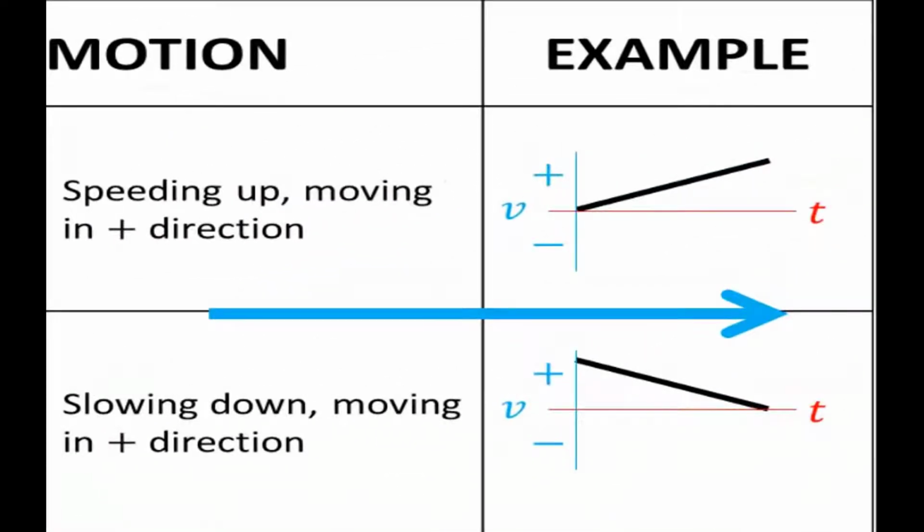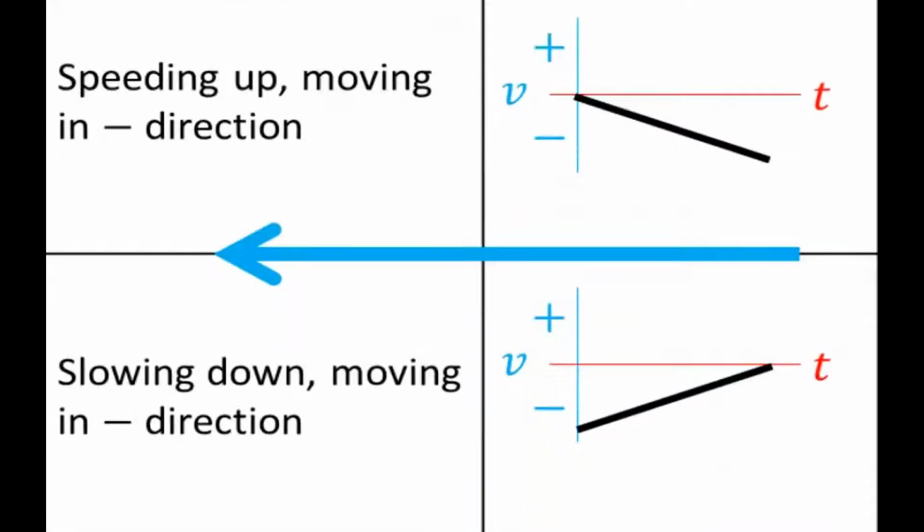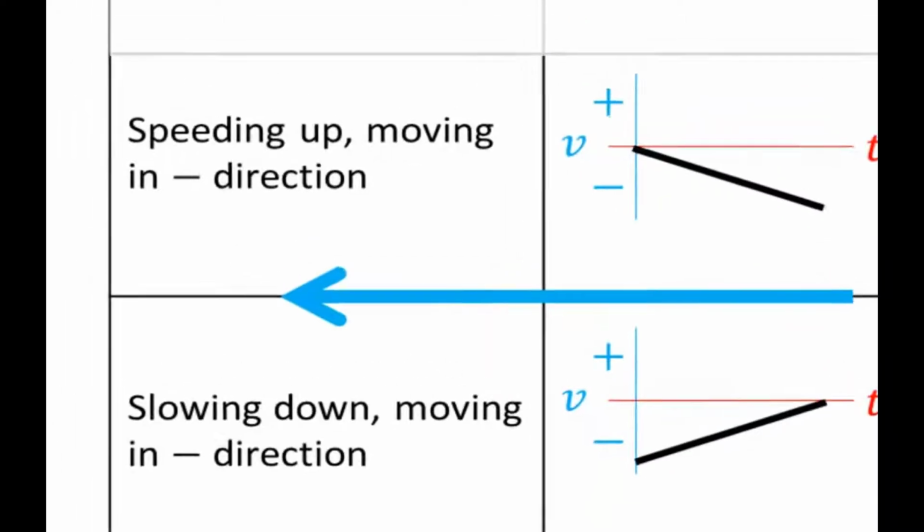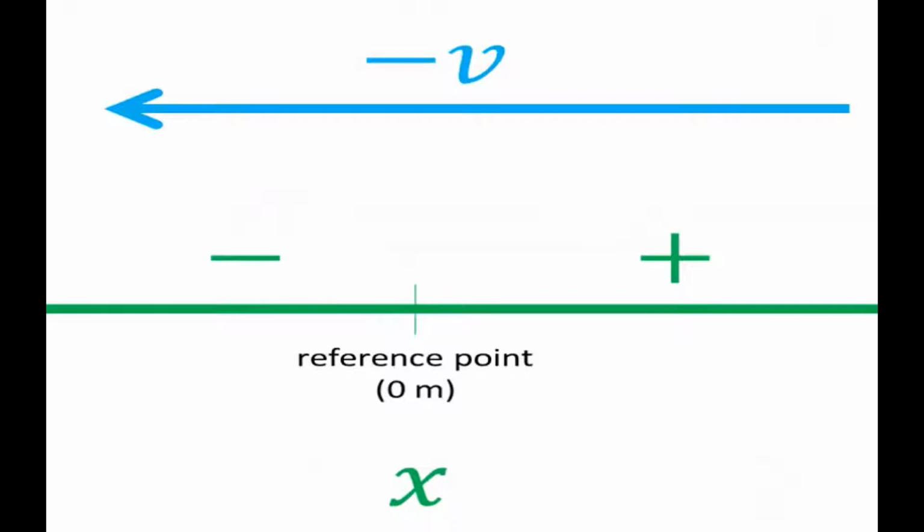So in both of these cases, the object is going to move towards the right. And in both of these cases, the object is going to move towards the left. Its position is going to become more and more negative, more and more left, further and further to the left.